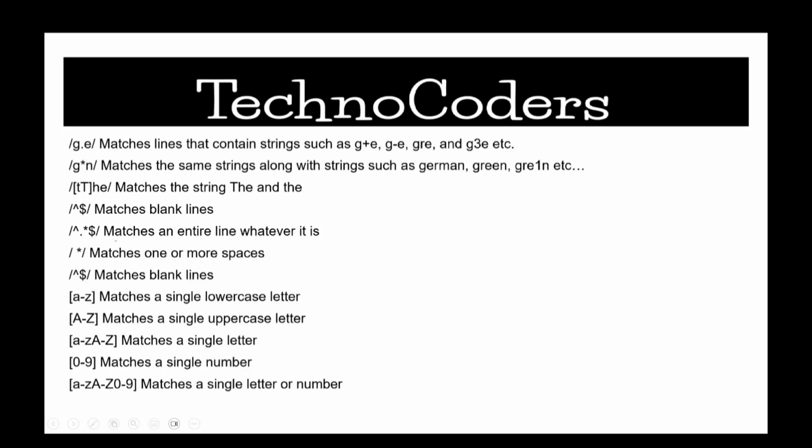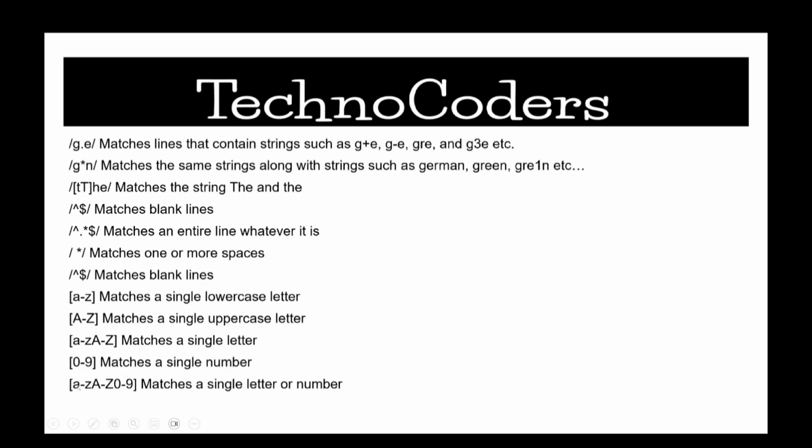So you can go through this. It matches the entire line, whatever it is, and matches one or more spaces with the asterisk. If I give small a to small z in brackets, it will match any single character between a and z. If I give capital, it will return anything found with one uppercase character. If I give both small and capital letters together, it means match any single character from A to Z. If I give only digits in brackets, 0 to 9, it will match a single number.